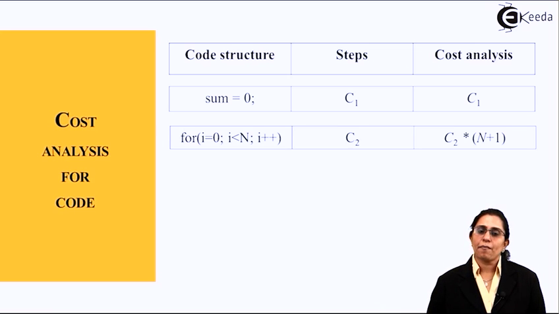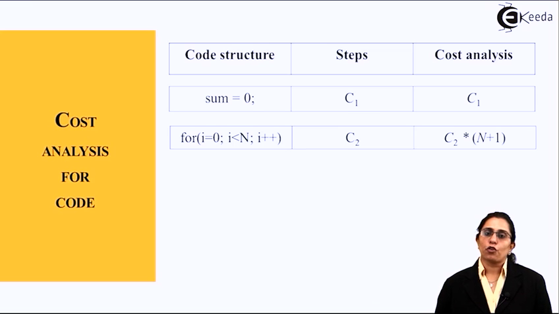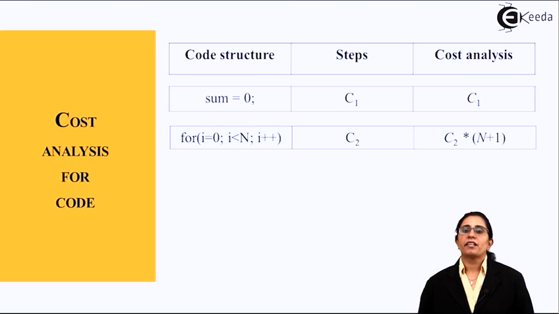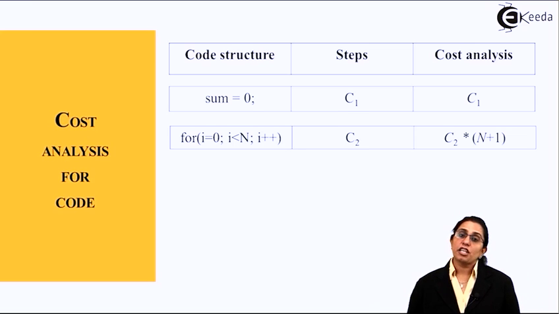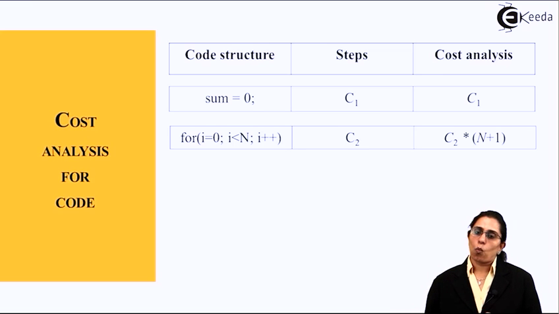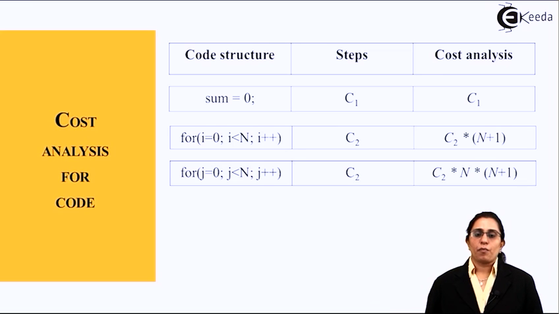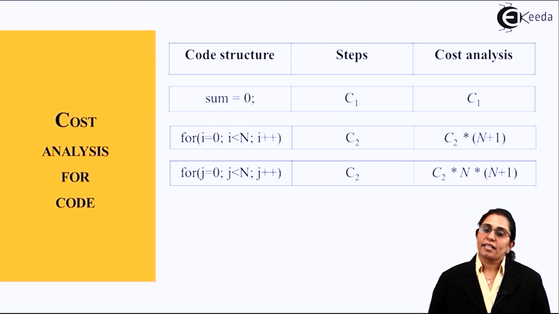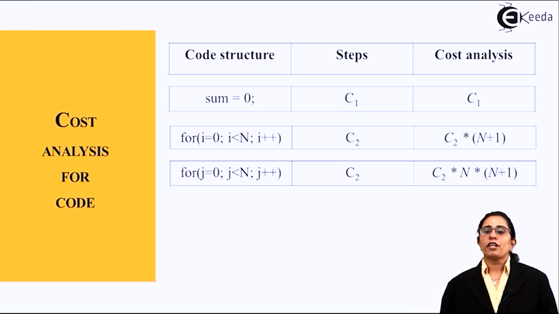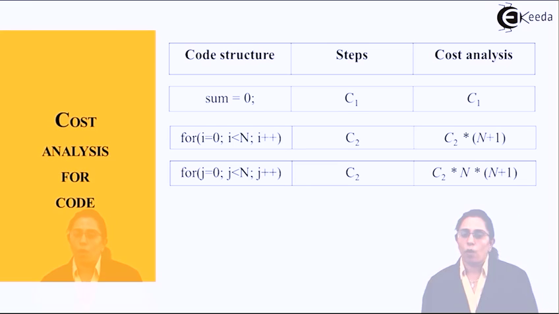As we take the next step, it is for i equal to 0, i less than n, i plus plus. It is given the name C2 and the cost is C2 into n plus 1. And the third step is for j equal to 0, j less than n, j plus plus. It is again C2 and the cost is C2 into n plus 1.